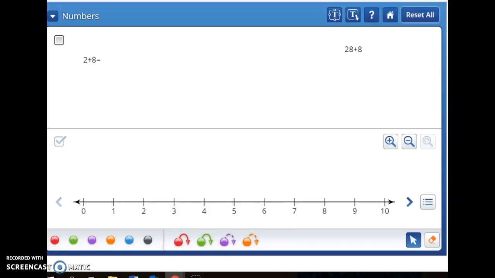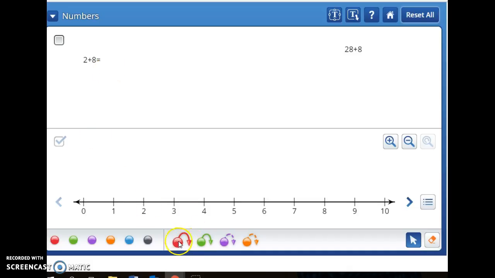Number lines are used to help students find the answer to addition and subtraction problems. It is just one strategy a child might choose to use. Most number lines you see will start at 0 and go to 10, maybe 20. So they're really simple to use if you have a problem such as this, 2 plus 8.